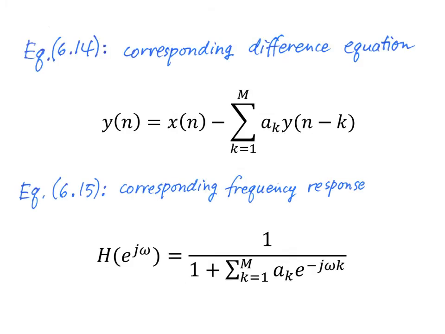The corresponding difference equation to this feedback-only network is x of n minus a weighted sum of past outputs, giving us the present output. And if you take the Fourier transform of that, group the y e to the j omega terms and x e to the j omega terms and divide them to give the transfer function H e to the j omega, you will see that the frequency response has a denominator that has all those terms, and the numerator will be 1.